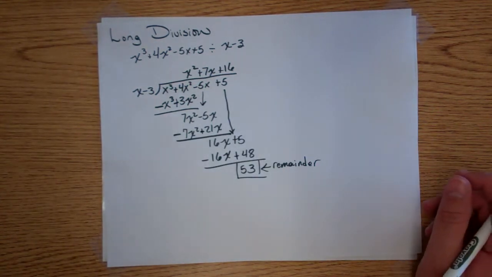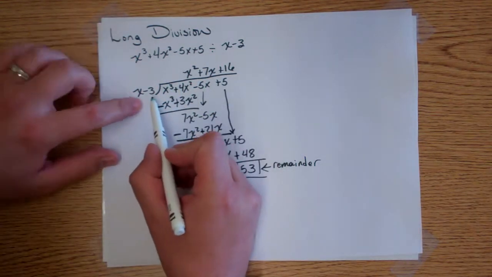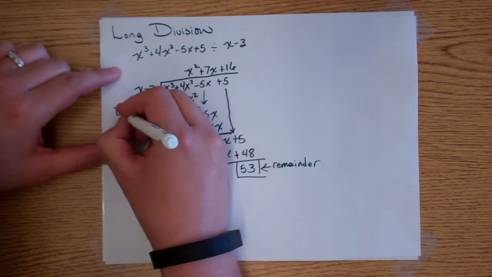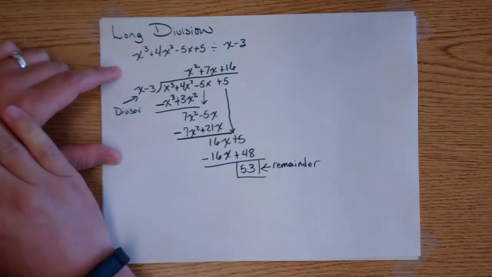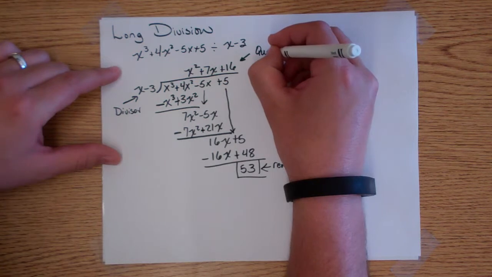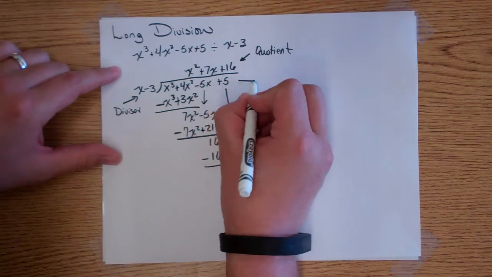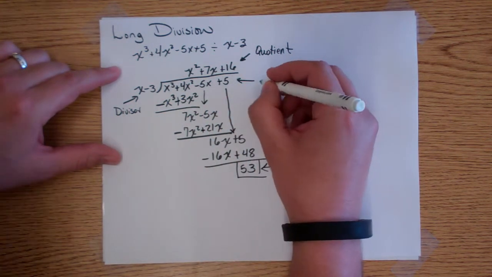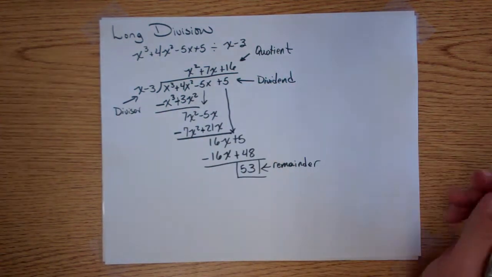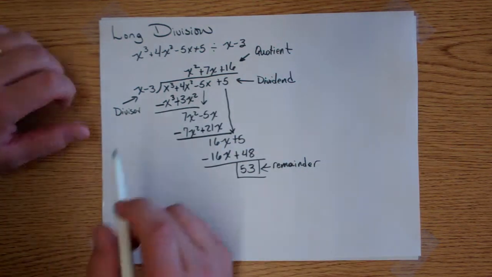So, that's how you do polynomial long division. Alright, this is called your divisor, because that's what you're dividing by. Your answer up here is called your quotient. And then what's under the house here is called your dividend. And then of course what you're left with is your remainder. But that's polynomial long division.